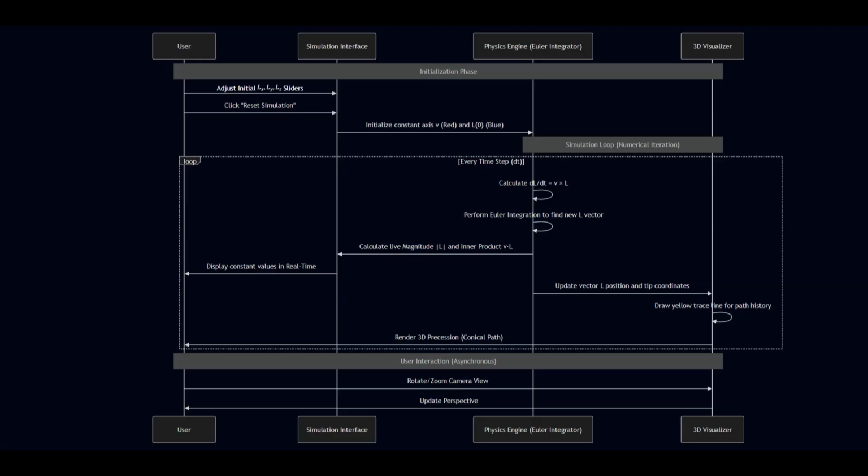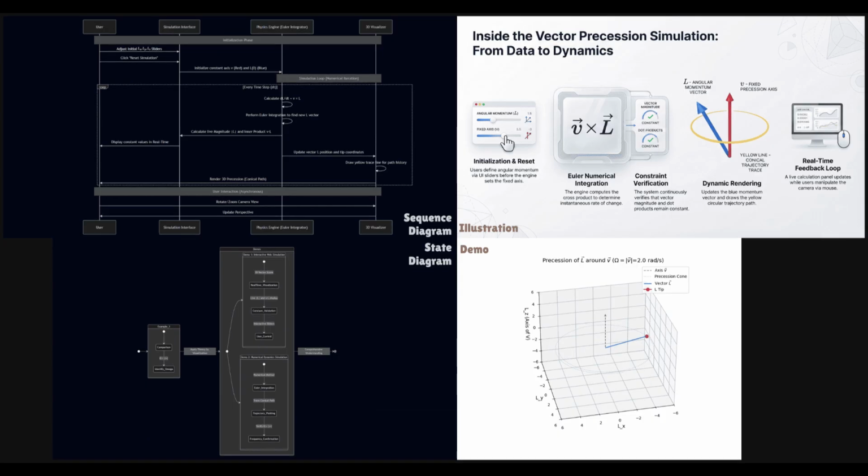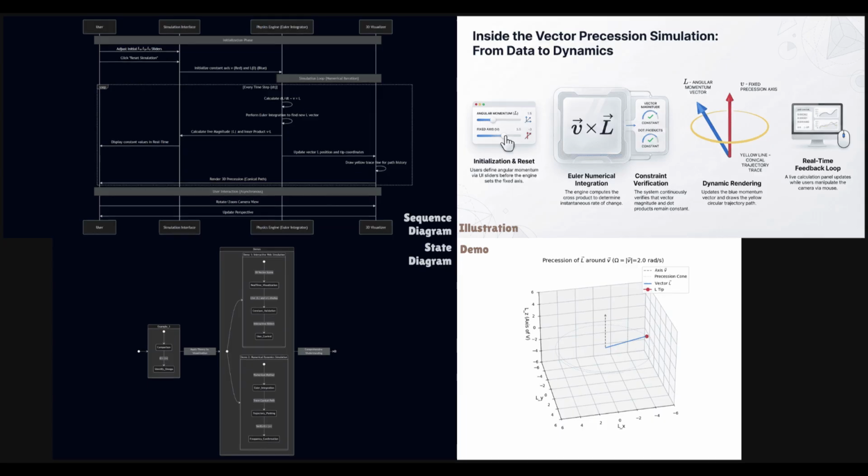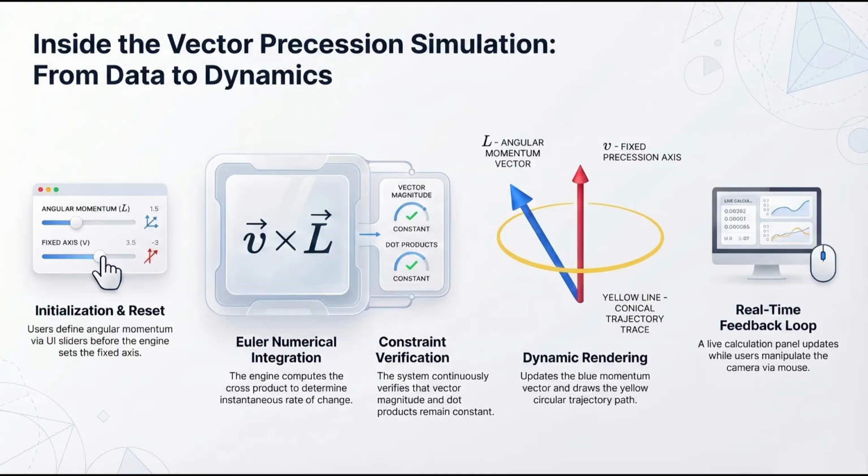The initialization phase. Everything starts with the user. By adjusting sliders to set the initial position and size of the angular momentum vector, the user defines the starting state. This corresponds to the initial conditions mentioned in the derivation of the motion.